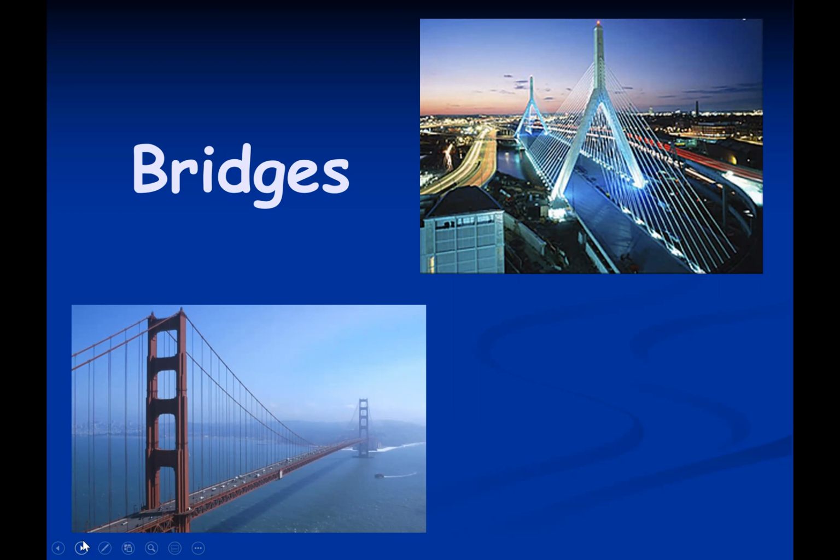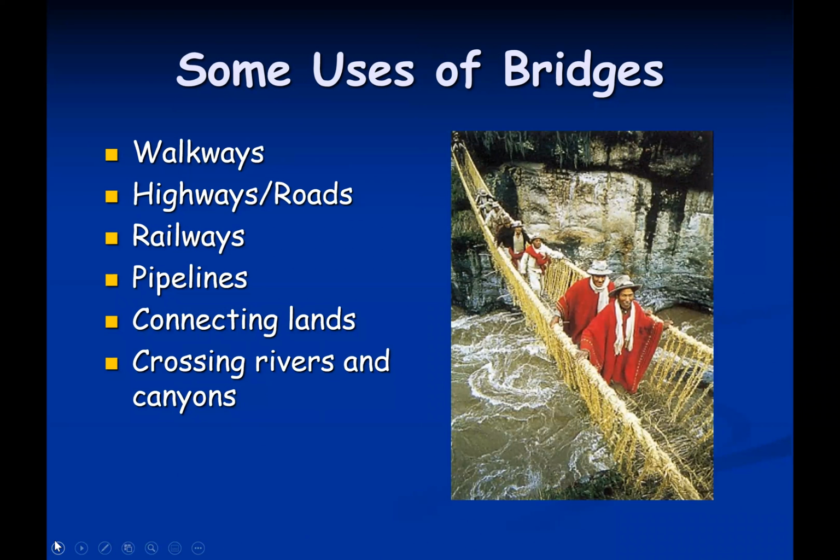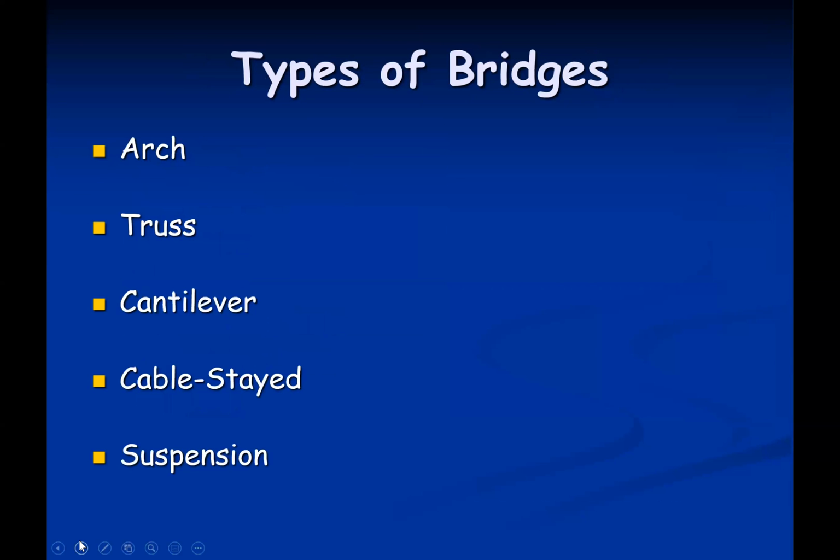So there's various ways that we can design bridges. Of course, all bridges serve the purpose, I think we've discussed this before, for walkways, crossing across roads, walkways, pipelines, connecting lands, crossing over rivers and canyons. So no matter what the bridge is like, it's to get you someplace. It's to allow you to get to another area, right? So whether you're crossing over a river or canyon and so on.